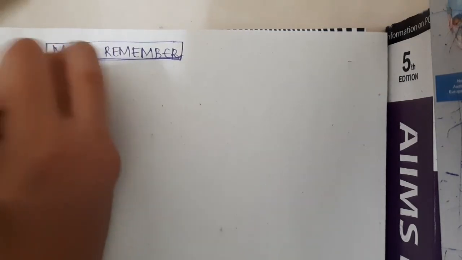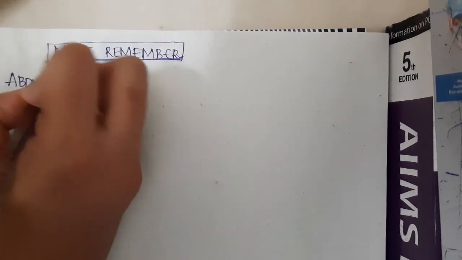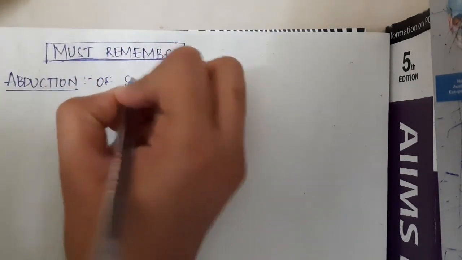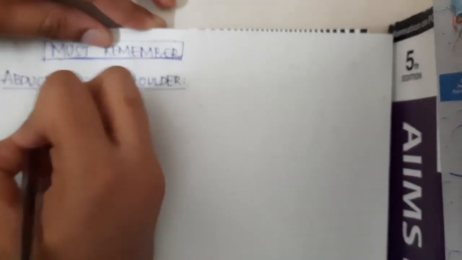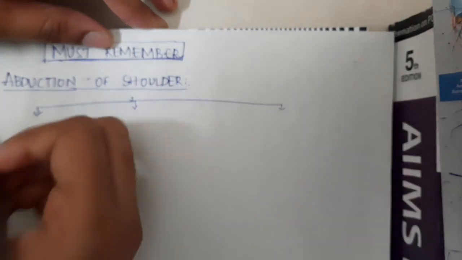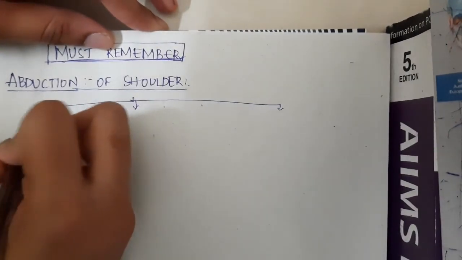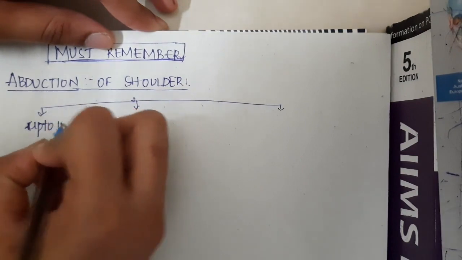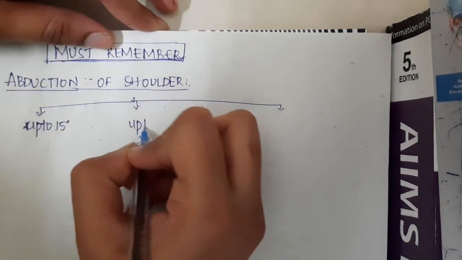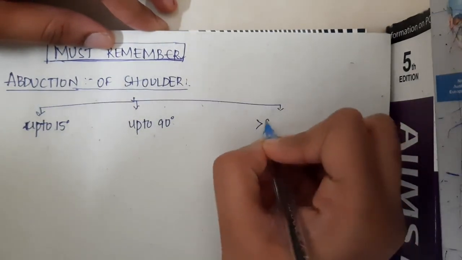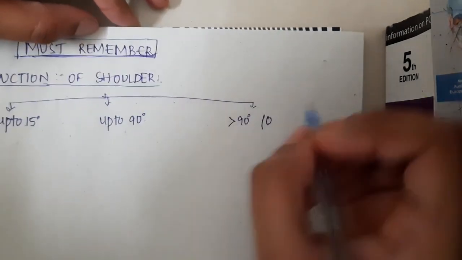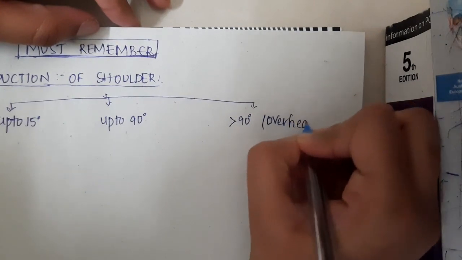One thing which is important in anatomy is first abduction. Abduction of shoulder is one of the important questions which has come many times. This abduction of shoulder can be divided into three types: abduction up to 15 degrees, up to 90 degrees, and more than 90 degrees. More than 90 degrees is called overhead abduction.